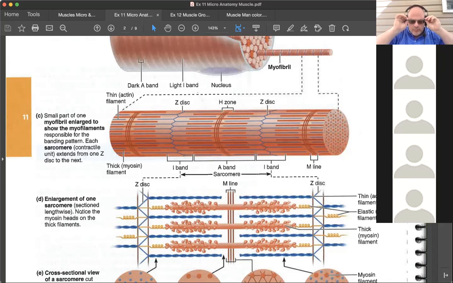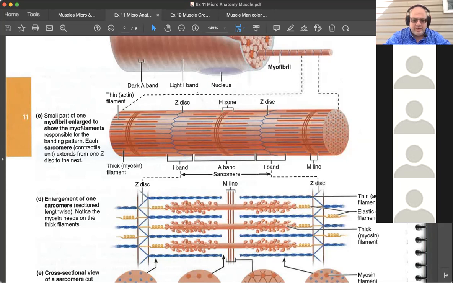Okay, so again, it's important to understand what those two areas mean. The sarcomere, by definition, is from Z disc to Z disc. So when you look at the I band, a sarcomere really includes half of one I band, the middle A band, and half of the adjoining I band. It's just something to keep in mind.